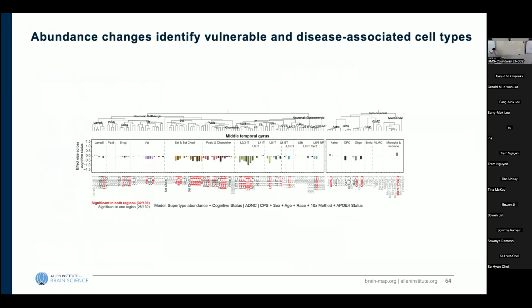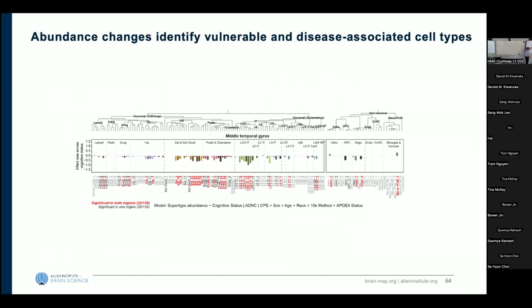Okay, and this will be the last slide, which is just capturing, it's not doing justice to what we did. But armed with all of these types, which are all of these columns, you can then compute the association of the type against cognitive status or measures of disease. Like ADNC, which is a measure of how advanced AD is in the brain, controlling for sex, age, race, methods, because we put all the modalities here. And then it allows us to identify the cells.